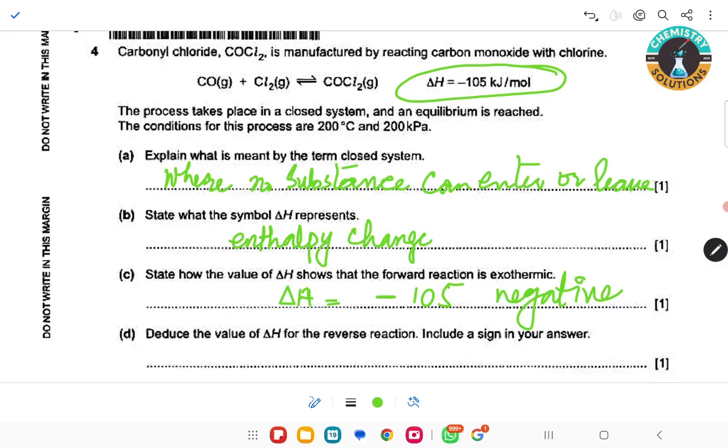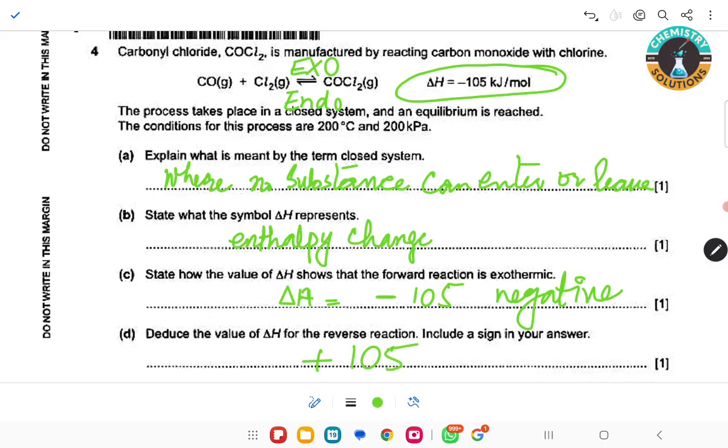Deduce the value of delta H for the reverse reaction. Obviously, if the forward reaction is exothermic, then the backward reaction is endothermic. If the forward reaction is exo, then backward is endo. For the endothermic reaction, we will have a value of plus 105.